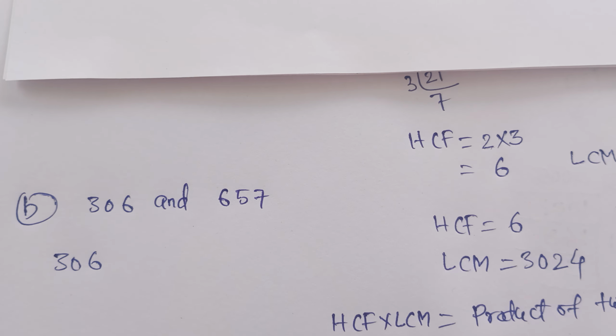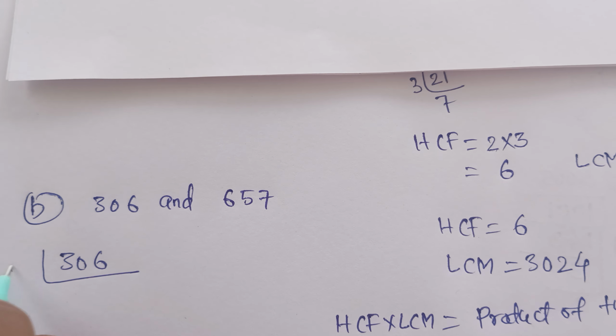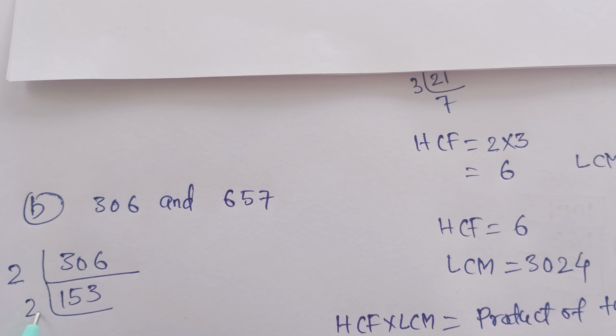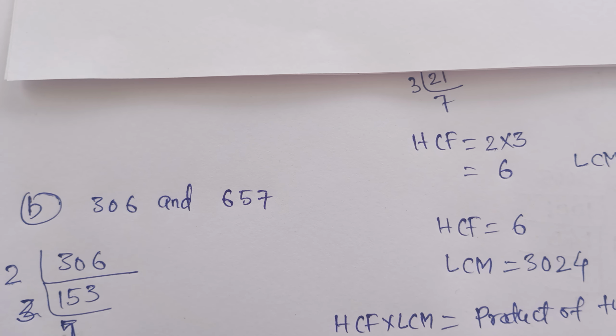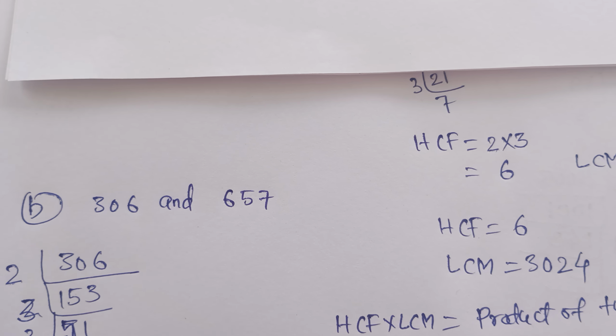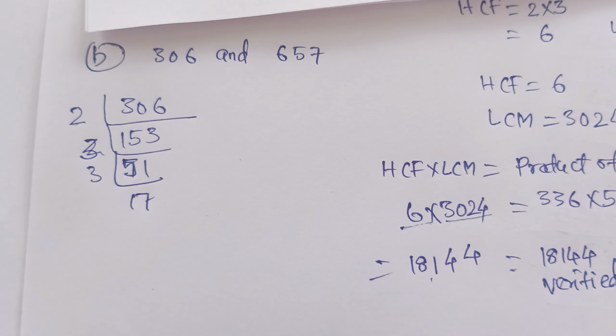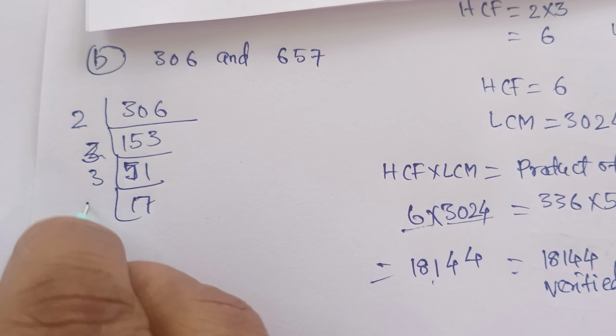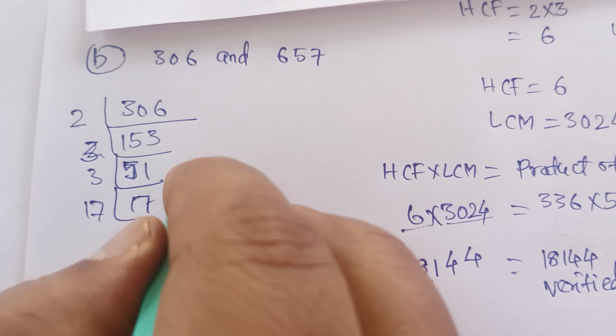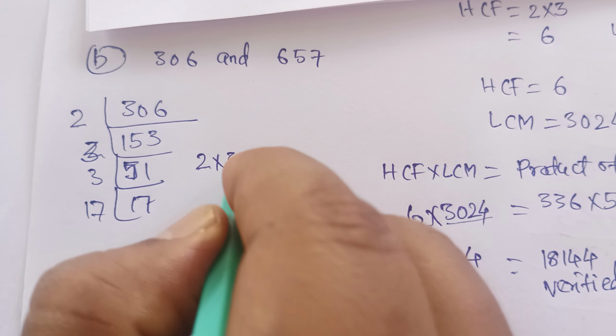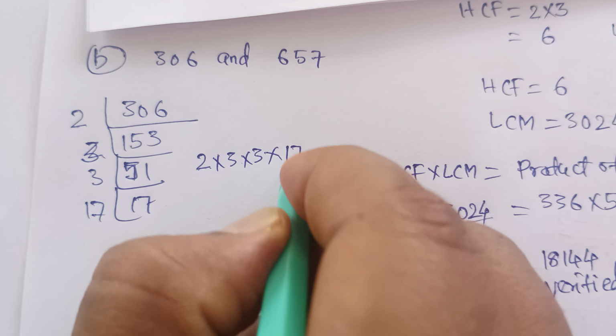306 and 657. How do we prime factorize 306? 2 15s are 30, 2 3s are 6, 2 7s are 14, oh sorry, you can't do it with 3. 3 5s are 15, 3 1s are 3, 3 17s are 51. So what can you say? You can write 2 into 3 into 3 into 17.